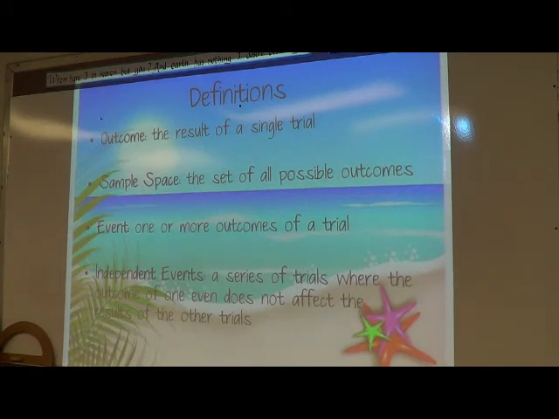So then we have independent events. It's a series of trials where the outcome of one event does not affect the results of the other trials. So again, flipping a coin or rolling a die, those are independent events, because when you roll it, that does not affect what you're going to get the next time you roll the die. Or if you flip a coin, just because you got heads the first time doesn't mean you're automatically going to get tails the second time.